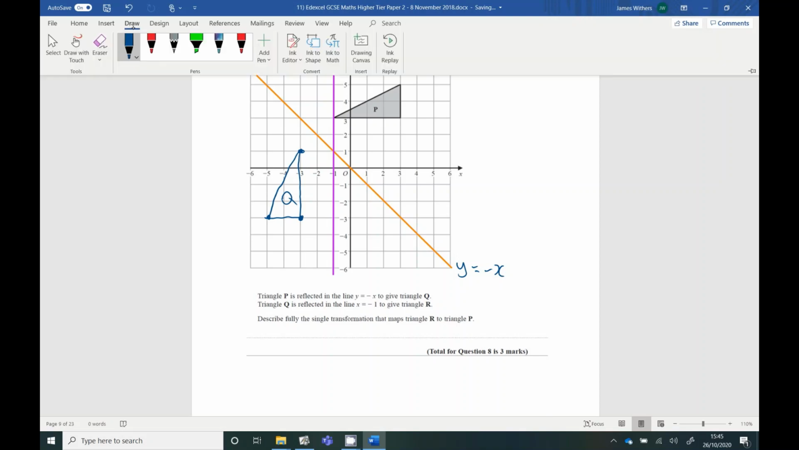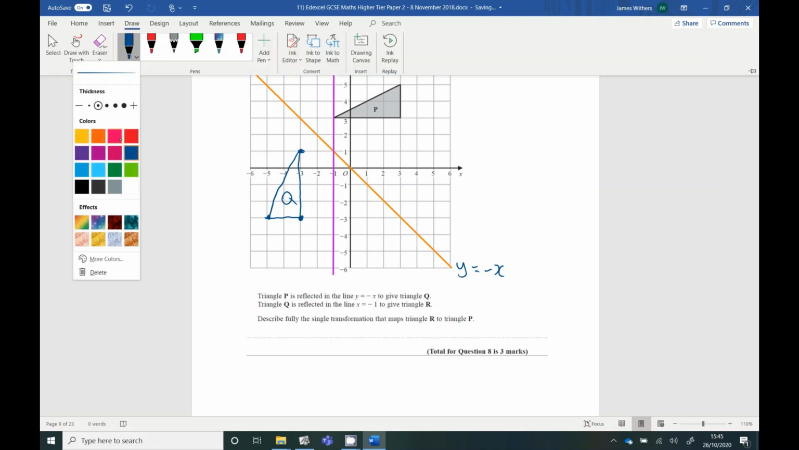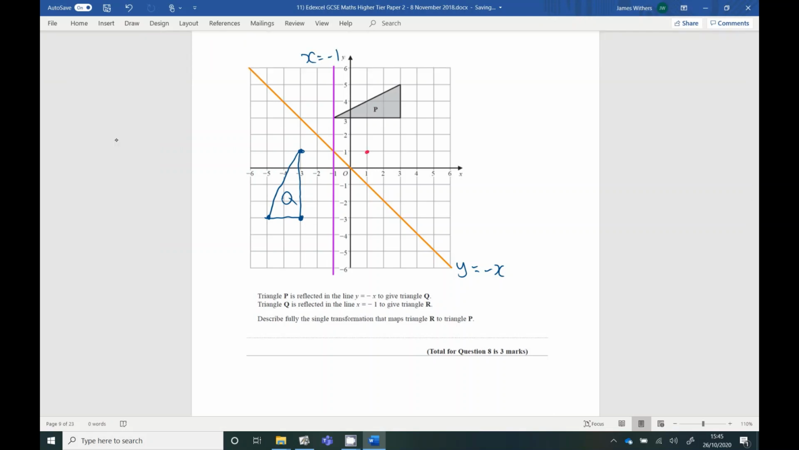Why don't we just change colour for it? Let's just do this in red. So that coordinate is 2 away, so we go 2 away to there. That is 2 away, so 2 away to there. That is 1, 2, 3, 4 from the mirror line, 1, 2, 3, 4 to the mirror line. So that takes us to that triangle there. So that's triangle R.